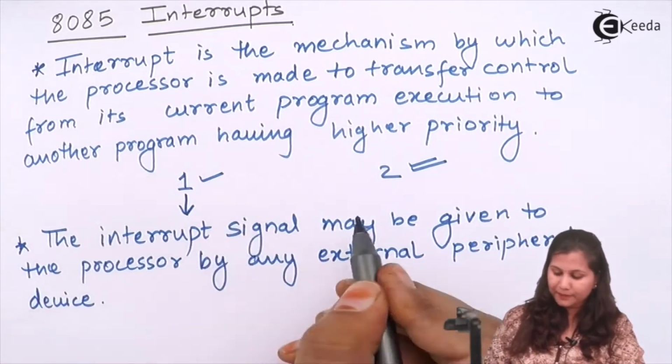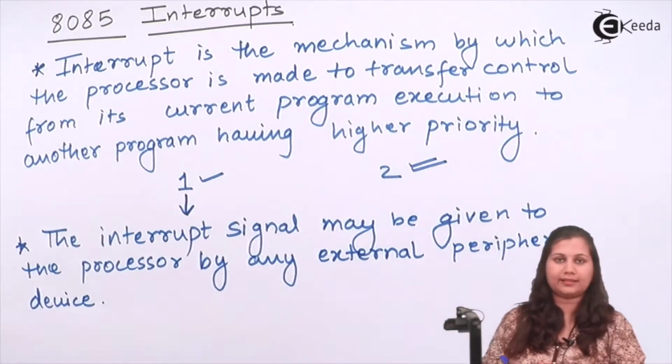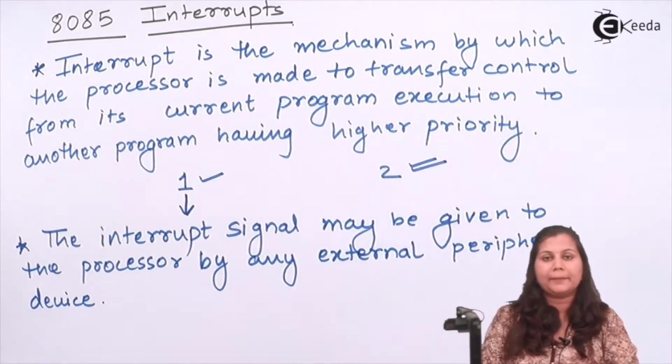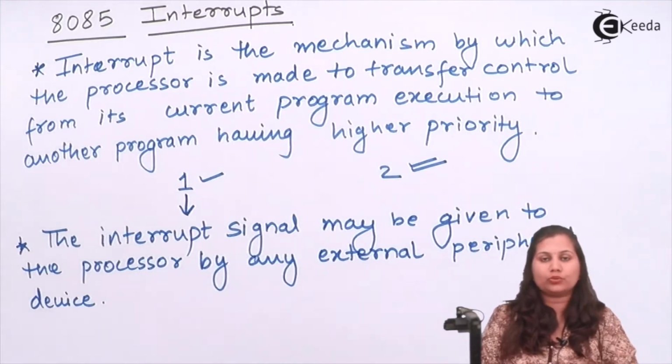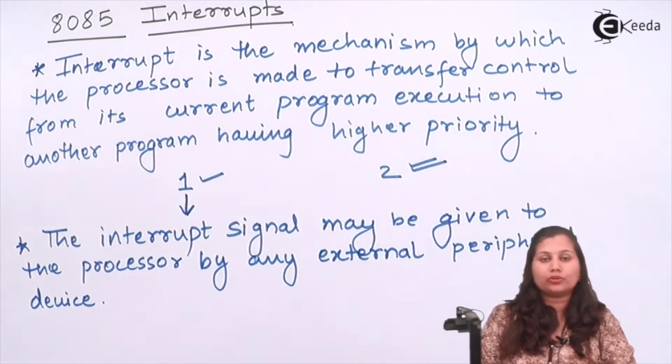Now this interrupt signal is given to the processor by any external peripheral device. Peripheral devices means the input-output devices which are connected to the processor, or those devices which want to communicate with the processor. Those devices are collectively known as peripheral devices.